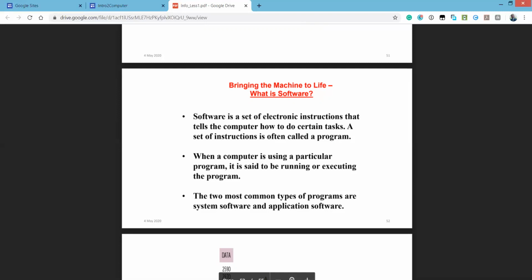So software is basically just instructions for the computer to follow, and the instructions are also known as a program. That is what we are saying: software is a set of electronic instructions that tells the computer how to do certain tasks, and those instructions are often known as a program. When a computer is using a particular program, it is said to be running or executing a program. So can we say software is an electronic program that tells the machine what to do? I need feedback on that.